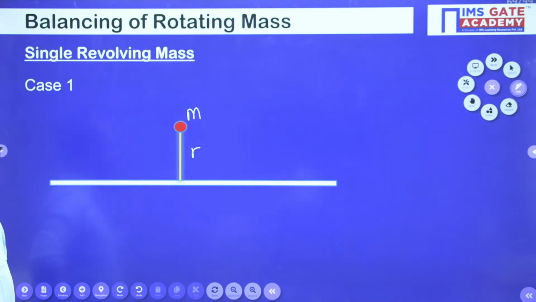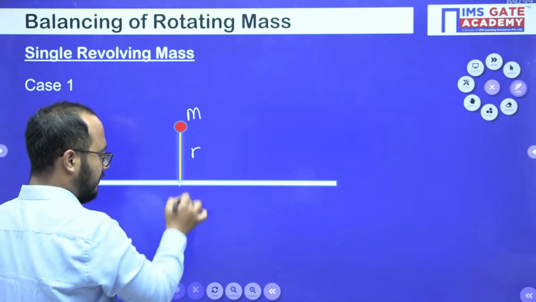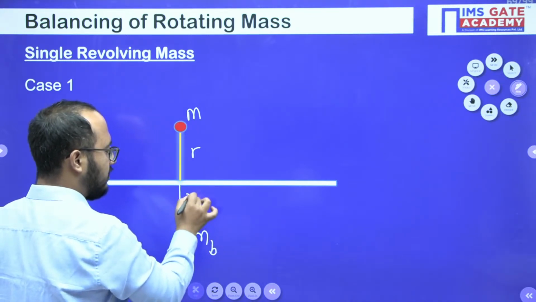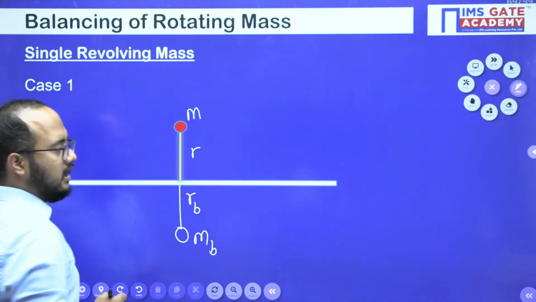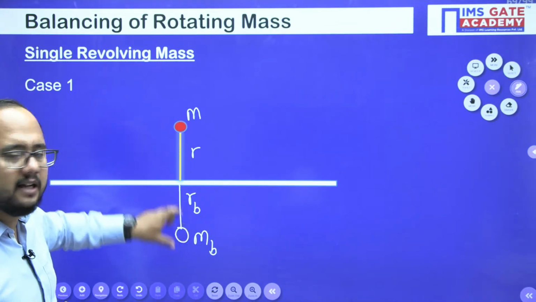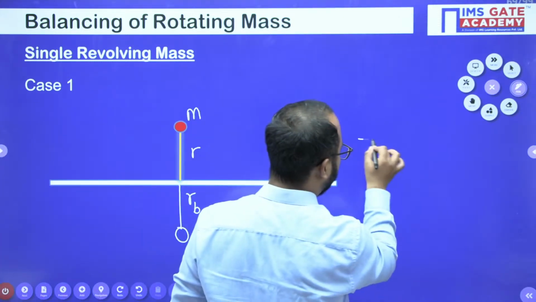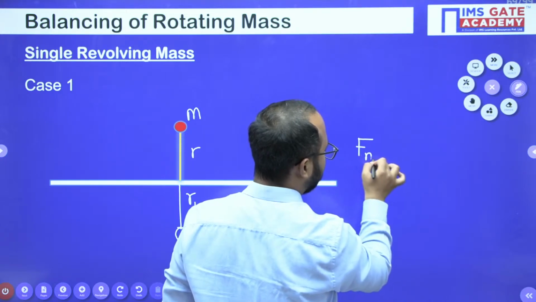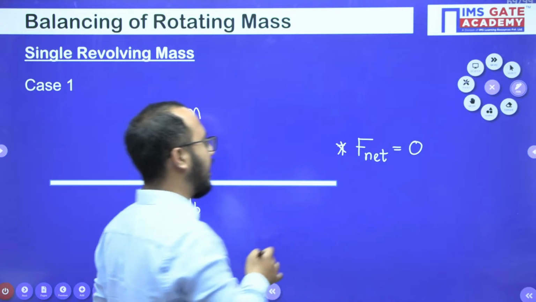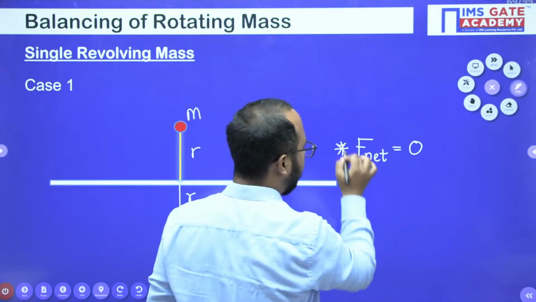Now you should understand, in order to balance this mass, I can place a balancing mass here itself. So let's suppose this is the balancing mass we are having. This is the radius of rotation of balancing mass. Now if we provide this balancing mass and now it is balanced, so simple equilibrium equations I can use, like the net force equals 0. In this case there will not be any moment. Why? Because the line of action of the force is the same only, so there will not be any moment. So net force will be 0.